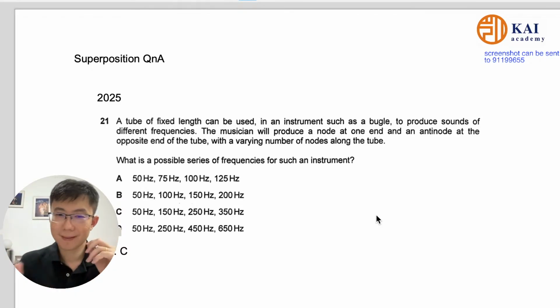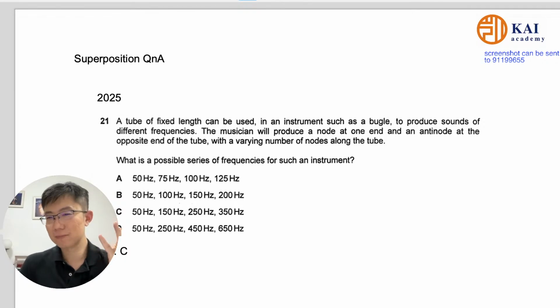Stationary wave has the good thing that there's the least number of formulas you need to remember, but it has a lot of diagrams that you need to draw. Right, so this is last year's MCQ question.